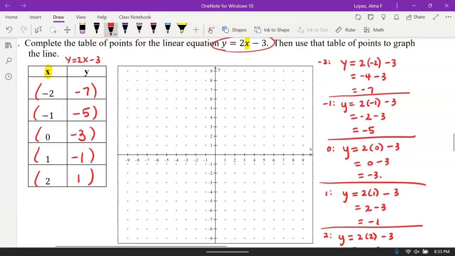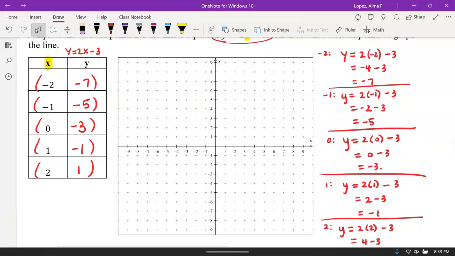Now, once you've completed all of the points, we're going to plot them, just like we did on the rectangular coordinate planes before. Let's go plot each point. -2, so you're going to go to where x is -2, and then go down 7. Why down? Because the y is -7. If it were +7, we'd go up from there. Let's do the next point. -1, -5. And the next one, 0, -3.